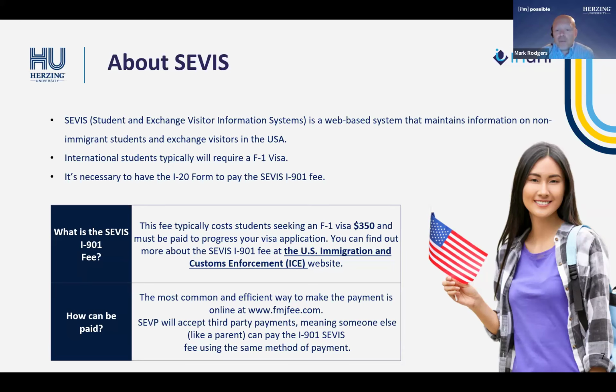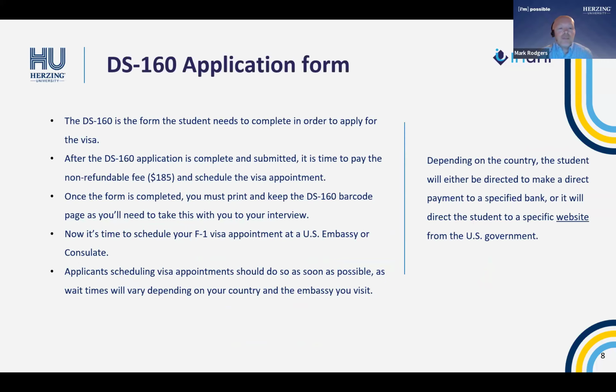Okay, and how can it be paid? The most common way would be to go online to www.fmjfee.com. Also, SEVP will accept third-party payments, meaning that someone like a parent or someone else would be eligible to make that payment.